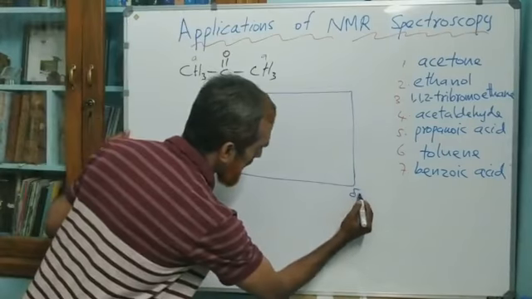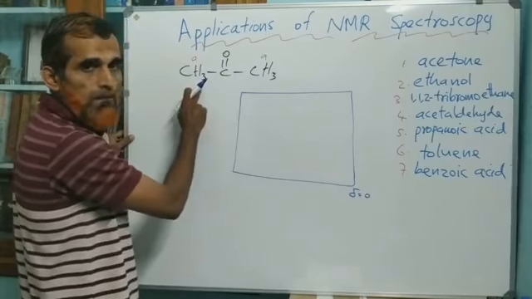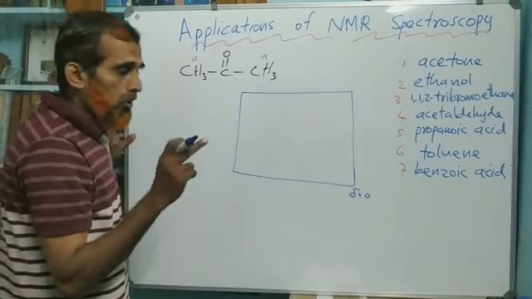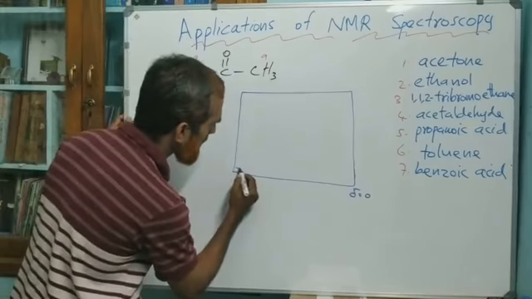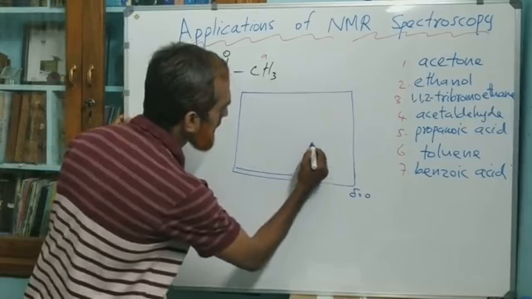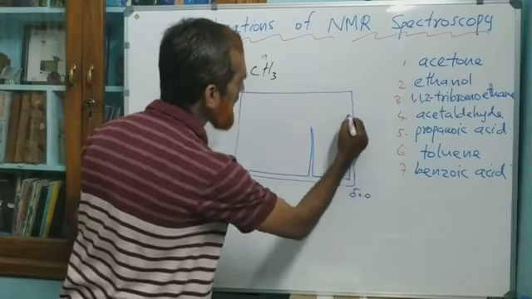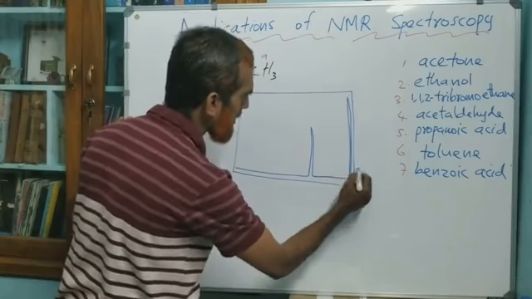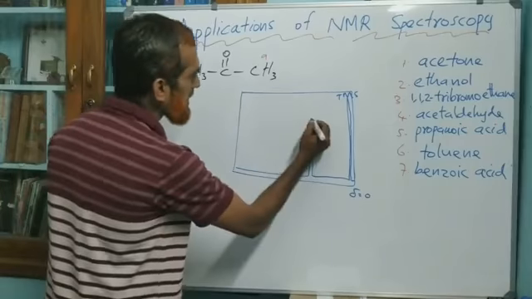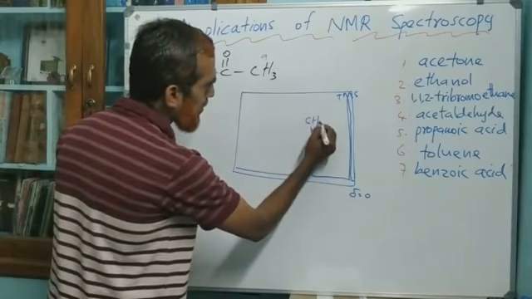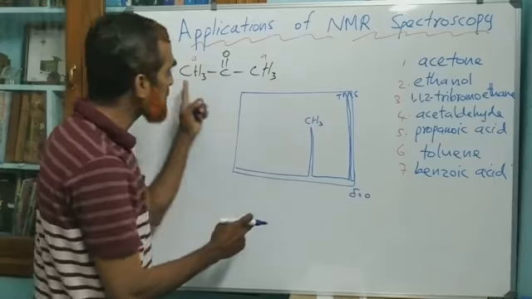As usual, delta equals 0 is TMS. See, there are 6 equivalent protons connected to CO. You know the chemical shift value is somewhere around 2 to 2.5. So we get a peak, a little large peak, a singlet. There's no splitting, of course. You can show TMS, or if you don't show, it doesn't matter. This is TMS, for example, delta equals 0, and this is the methyl proton. The peak height corresponds to 6 protons.